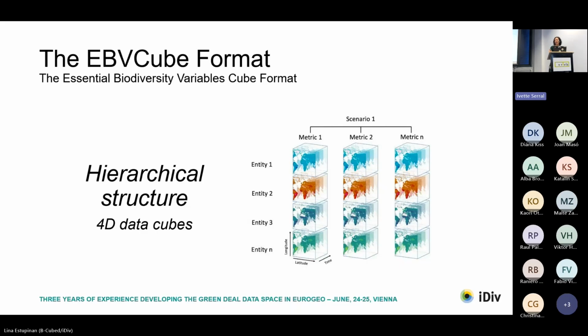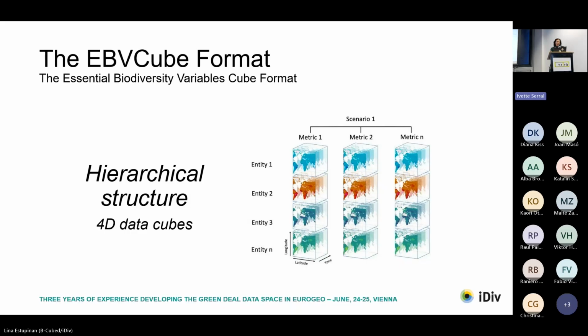Here we are talking about 4-dimensional data cubes. We have the temporal dimension. We have space, that is latitude and longitude. We have entities in biodiversity. These entities can be habitat types, species, ecosystems. We have metrics, for example, the probability of occurrence of a species in a specific pixel, uncertainties, and we also have scenarios, climate change scenarios, socioeconomic pathway scenarios. This is the basic hierarchical structure of the EBV cube format.